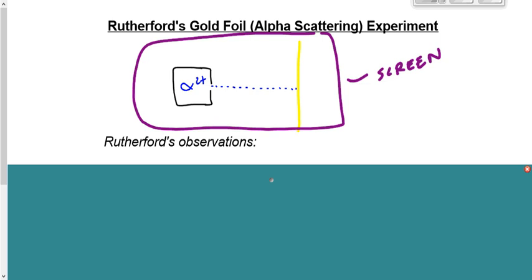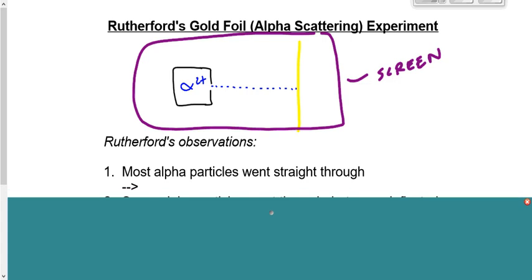The first observation is that most of these alpha particles end up going straight through. We know that because most of them, as they were released from this box, ended up striking the screen directly in front of where they were released. So most of them ended up going straight through. The vast majority went straight through. And that told Rutherford and his assistants something we'll talk about in a few moments here, but gave us a pretty good indication of a certain conclusion about the structure of the atom.